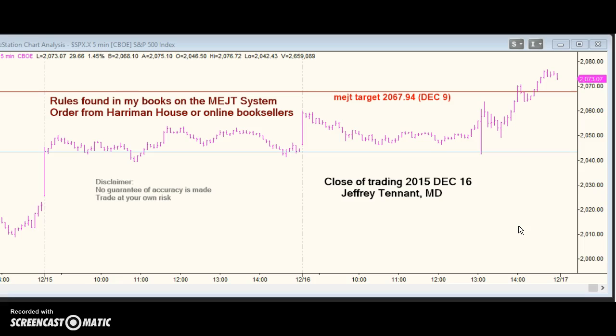My call from last evening was that if we had a gap over the day's high, which I thought was likely to happen, the rally could keep on going, which is what happened. We took out a failed MEJT target of 2,067 and change from earlier in the month. Because we are over the target, this is a resistance area, and I'll point out later on why it's a strong resistance area based on some other stuff.